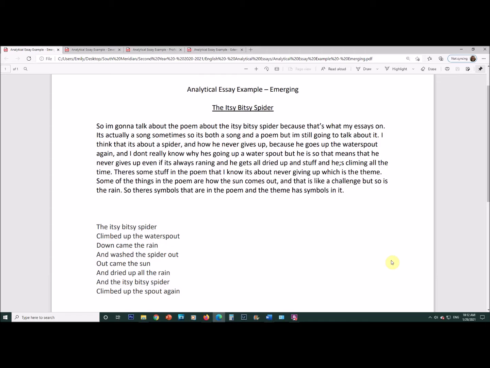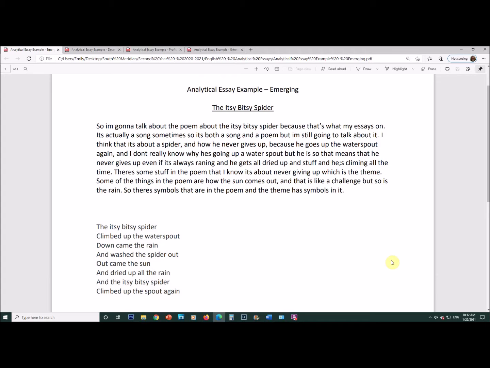So here's the essay. So I'm going to talk about the poem about the Itsy Bitsy Spider because that's what my essay's on. It's actually a song sometimes, so it's both a song and a poem, but I'm still going to talk about it. I think that it's about a spider and how he never gives up because he goes up the water spout again. And I don't really know why he's going up a water spout, but he is so that means that he never gives up, even if it's always raining and he gets all dried up and stuff, and he's climbing all the time. There's some stuff in the poem that I know it's about never giving up, which is the theme. Some of the things in the poem are how the sun comes out, and that is like a challenge, but so is the rain. So there's symbols that are in the poem, and the theme has symbols in it.